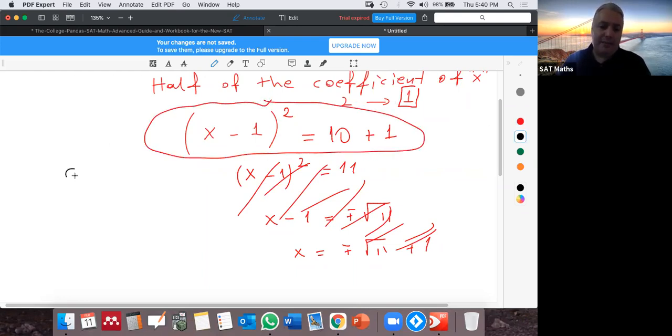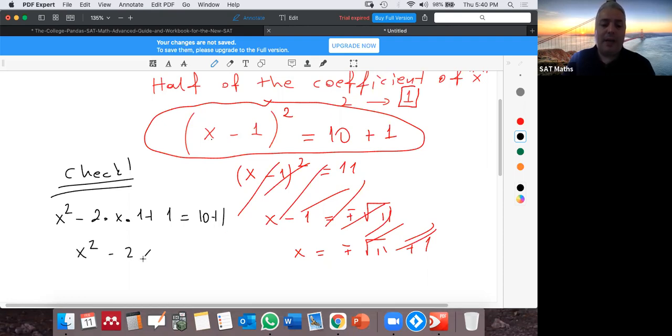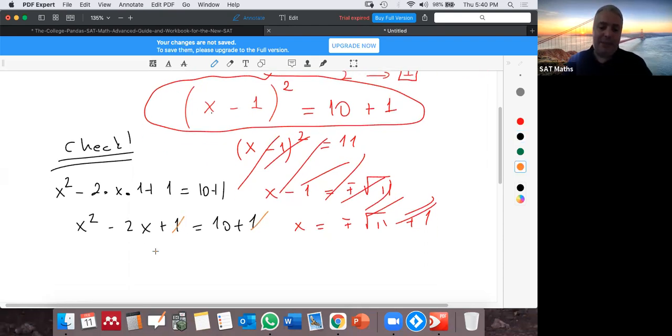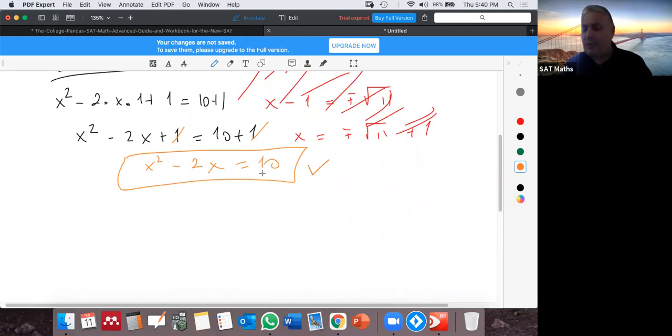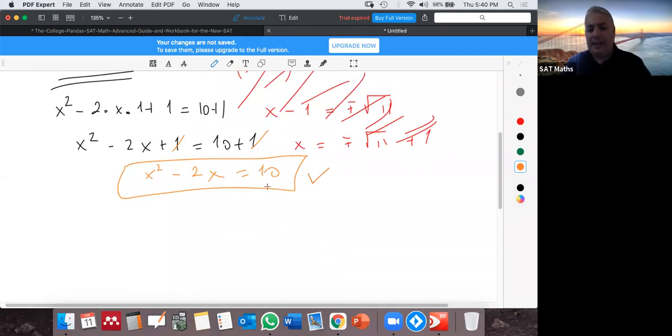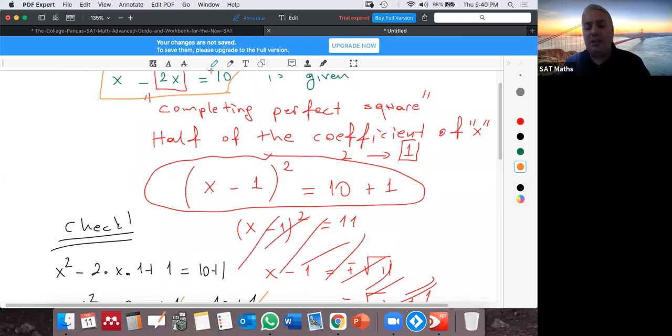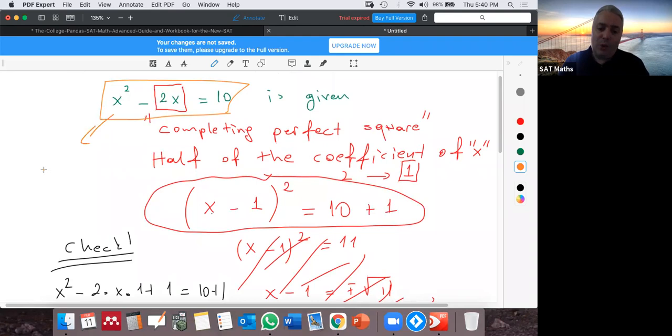By the way, let's check it. If I expand this: x squared, 2 times x times 1, plus 1, 10 plus 1, and this plus 1 simplifies, x squared minus 2x is equal to 10. So is this my original question? Check it. x squared minus 2x is equal to 10. So this is my original question. What I did was just modify the given question. I just said that this thing is also equal to x minus 1 in parentheses squared is equal to 11.